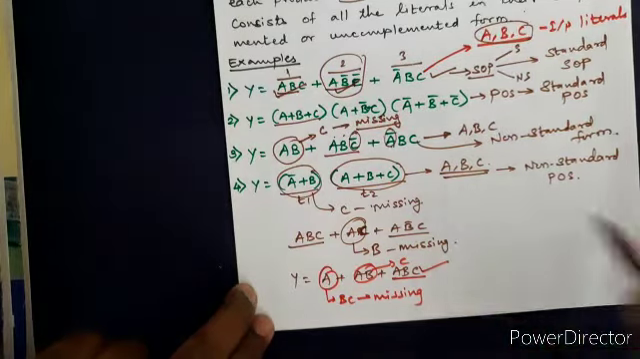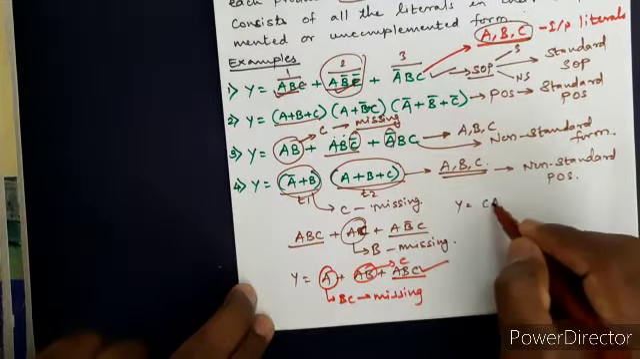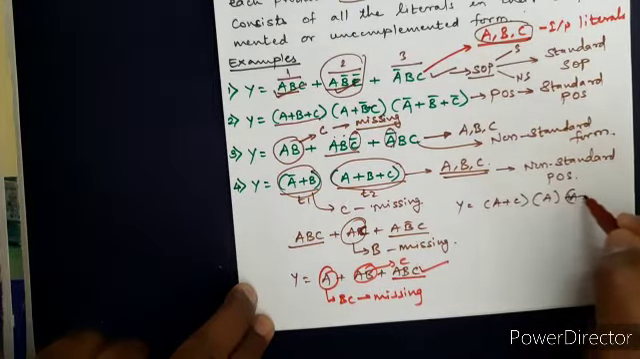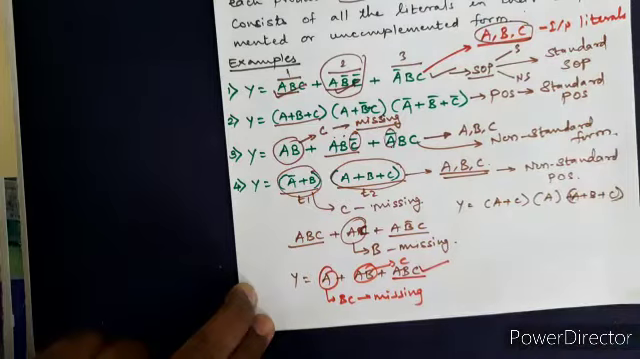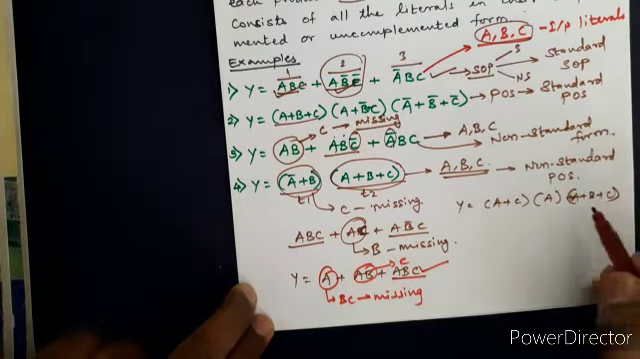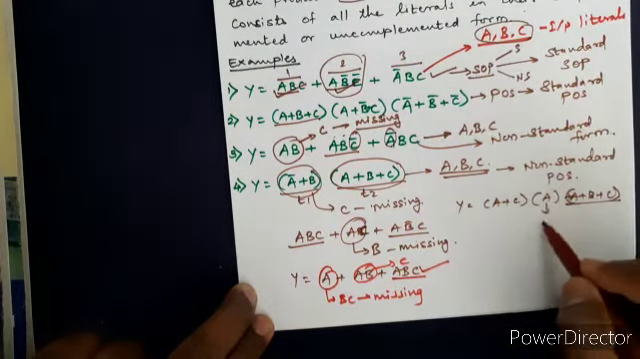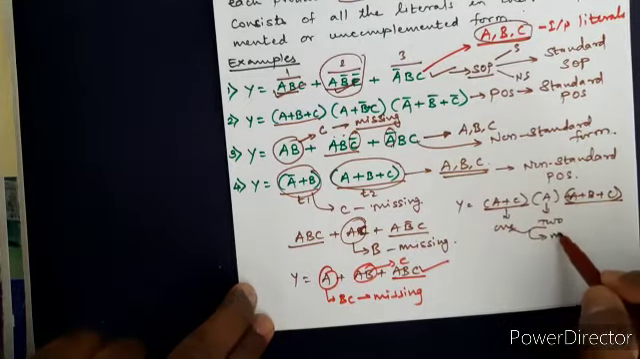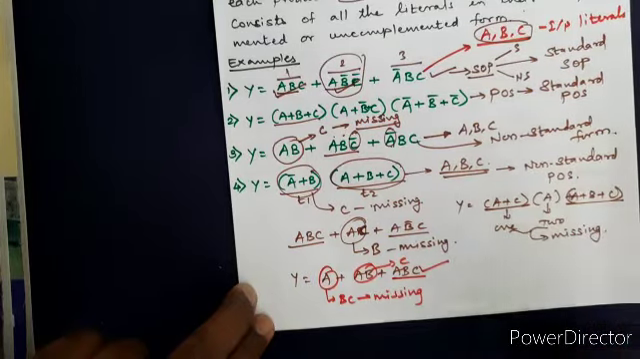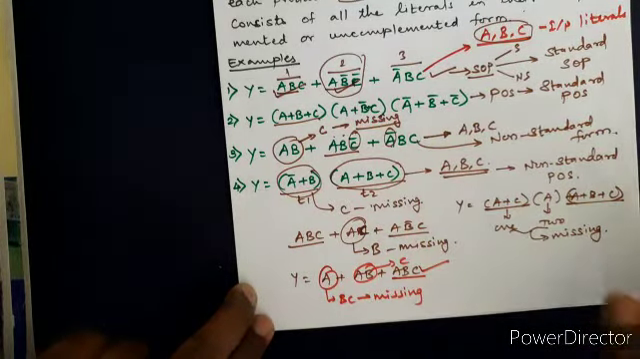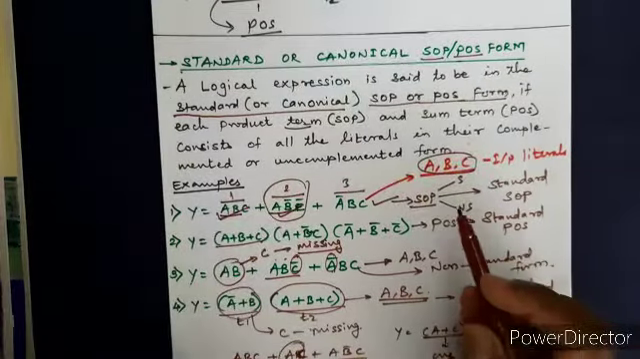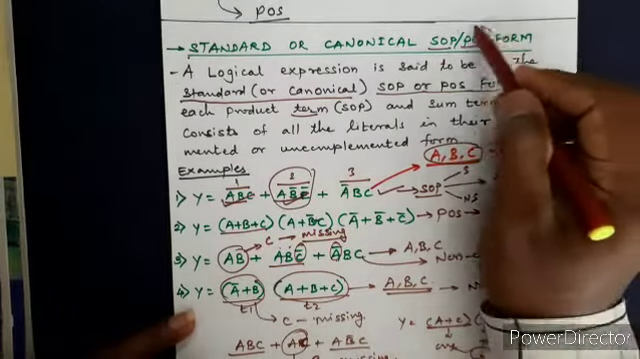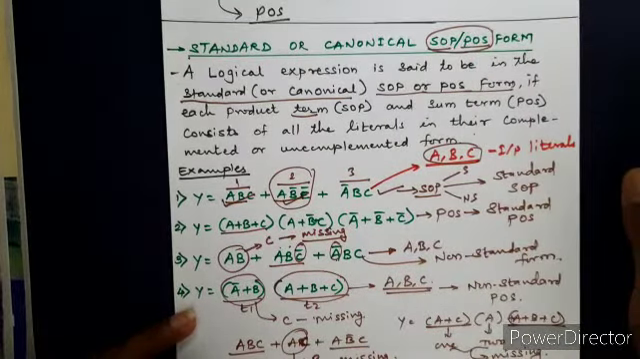Okay, we can have another equation for POS, y equal to A plus C, A plus B plus C. Now here you can see three literals, here two literals are missing, here one literal is missing. Okay, so this is what the standard and non-standard SOP and POS forms are.